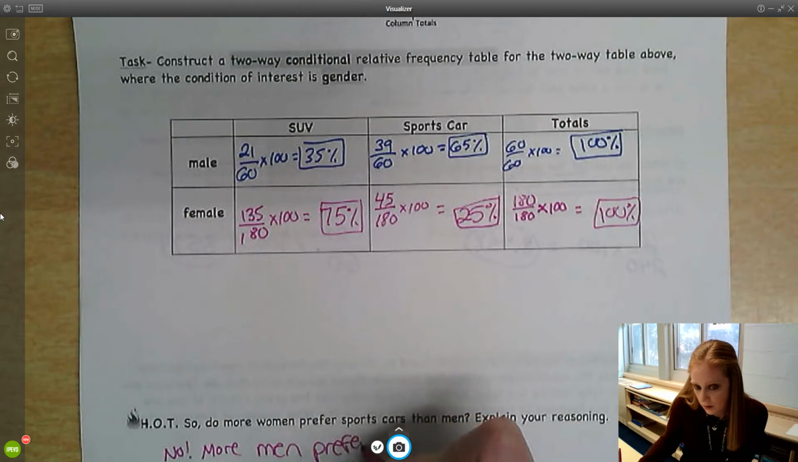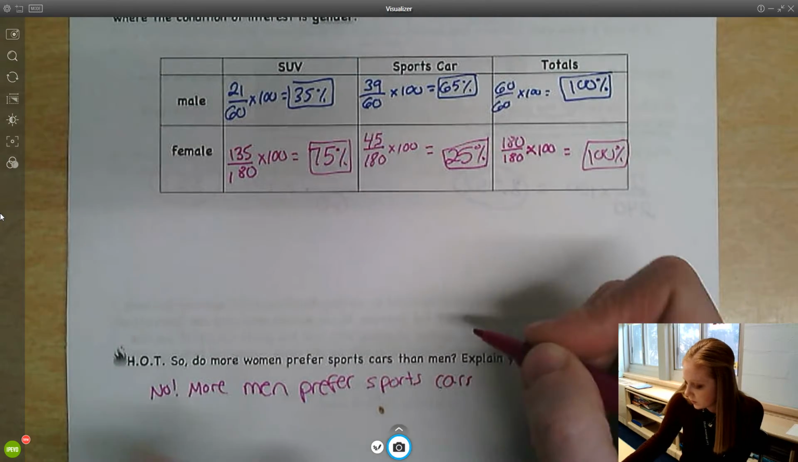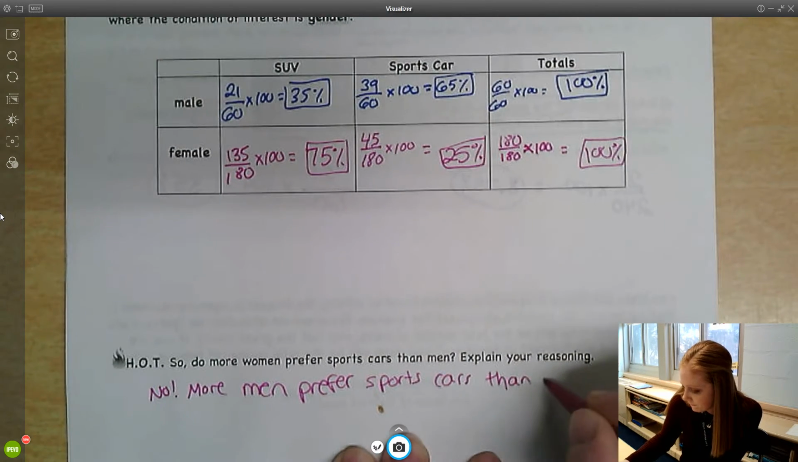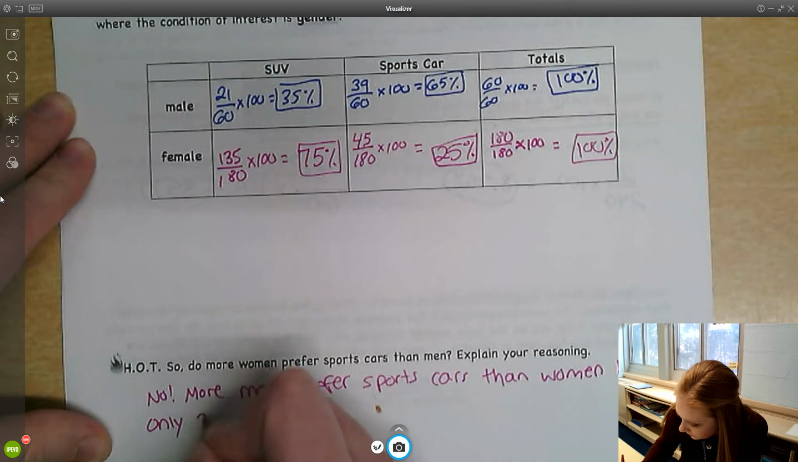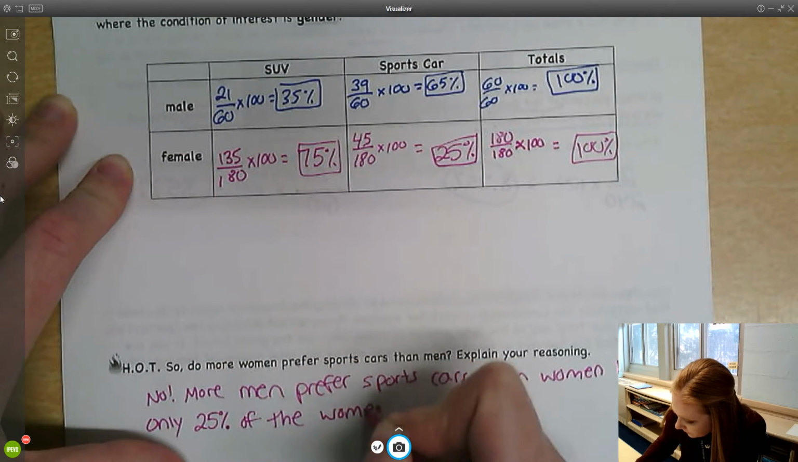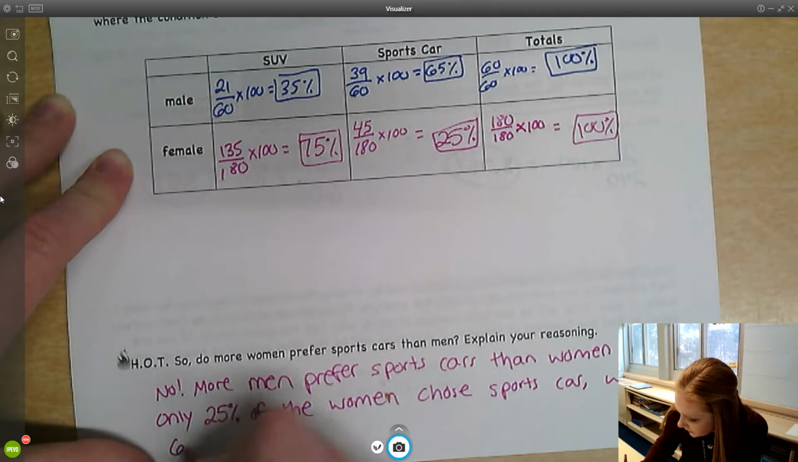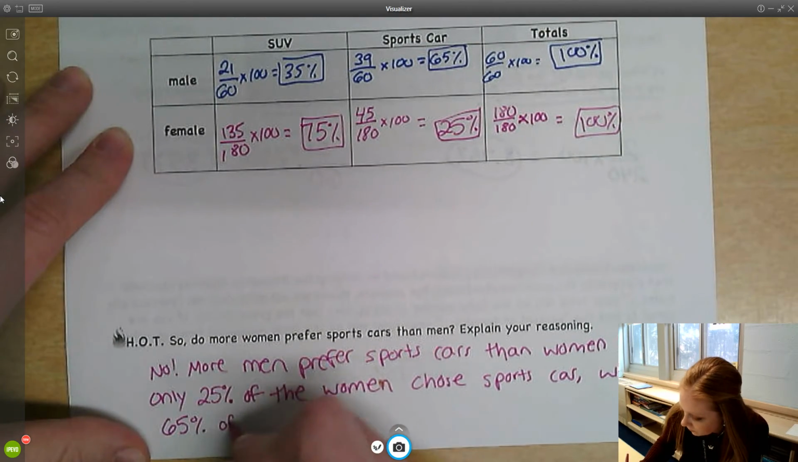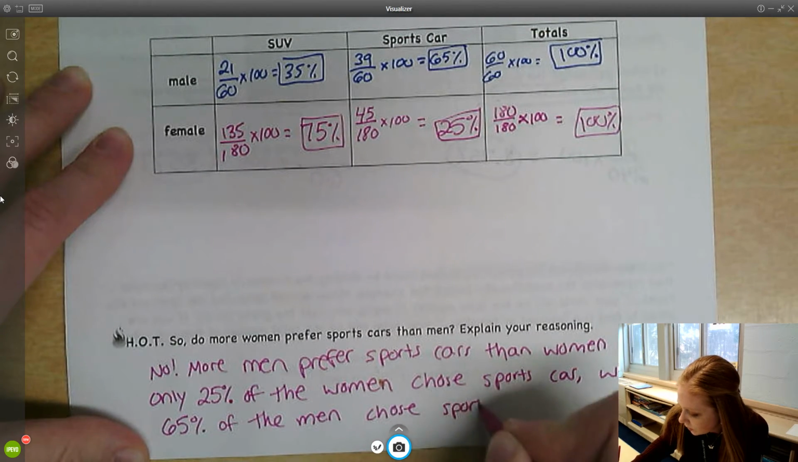More men prefer sports cars than women, because only 25% of the women chose sports car, while 65% of the men chose sports car.